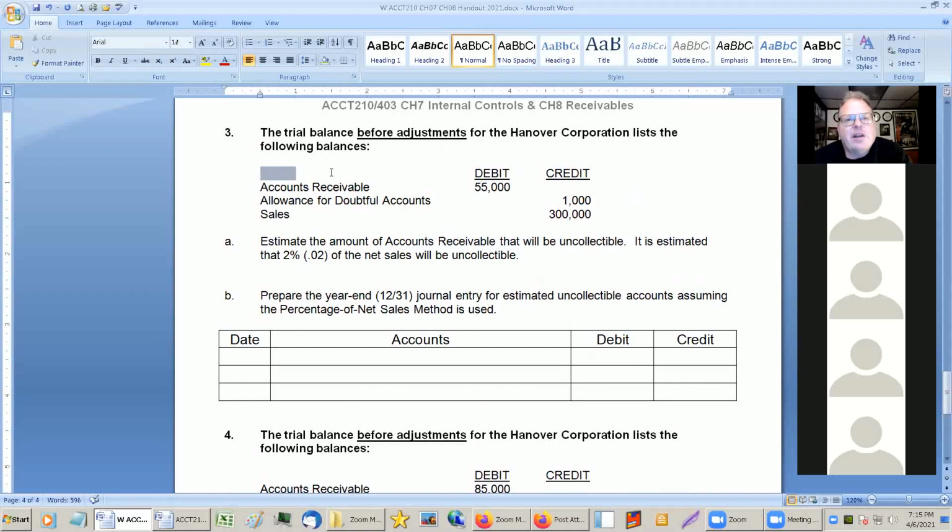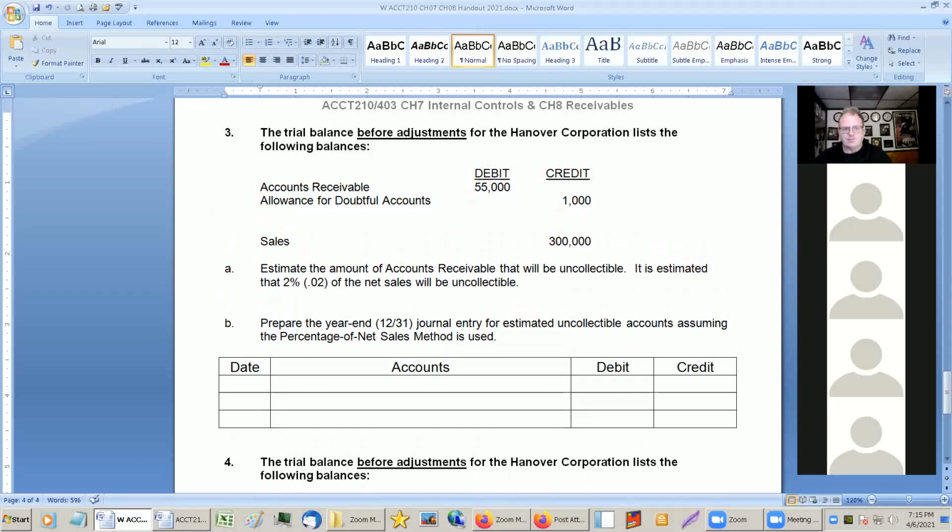So here are some of the accounts that we have. We have accounts receivable, debit. That's an asset, right? So you would expect that to be a debit. That's positive. You wouldn't have negative accounts receivable. But now we have this allowance for doubtful accounts that you notice is a credit balance. So it is going to reduce those accounts receivable.